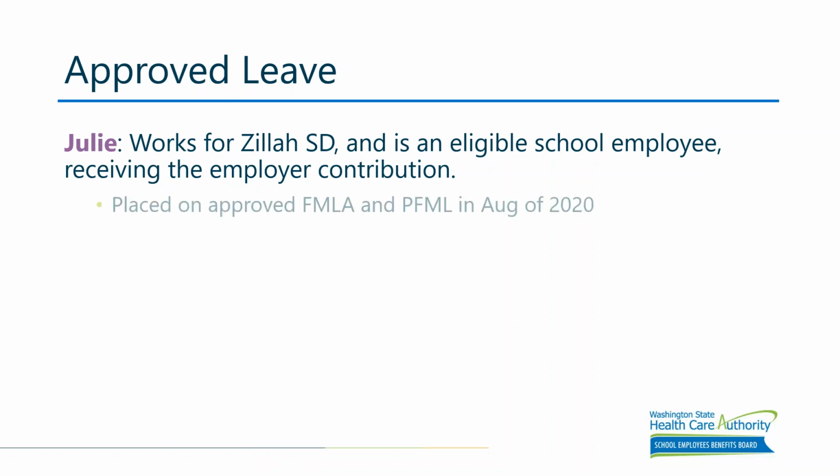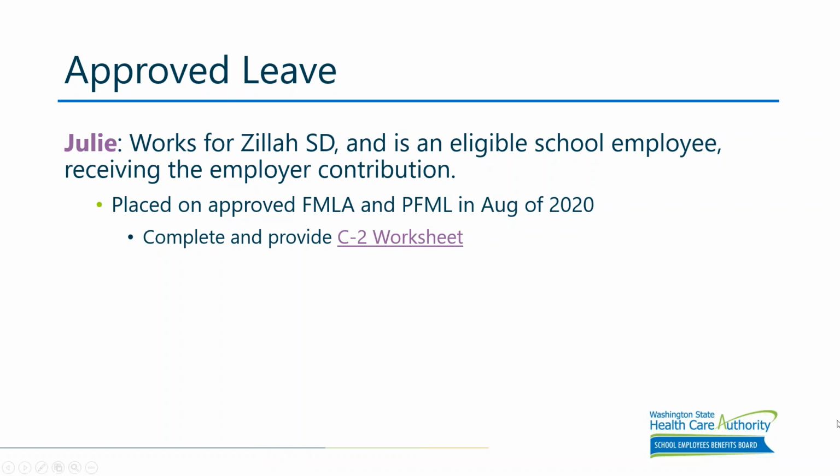So Julie is placed on approved FMLA and PFML in August of 2020. So right towards the end of the school year, right? At this point in time, she's been placed on approved FMLA. We're going to complete and provide that C2 worksheet to her. So I have pre-filled one out and we're just going to review it quickly. So let me open this up, just so you can see what a completed C2 worksheet looks like in this scenario.